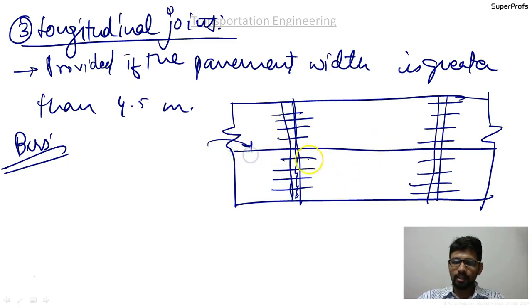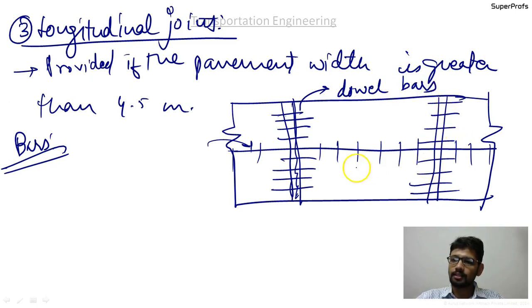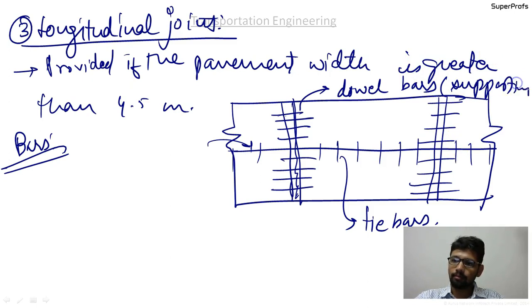This line is the longitudinal joint, and there will be tie bars over here, okay? That will be tying two pyramids, tie bars. So please write down here, these are the dowel bars we will discuss, as well as these are the tie bars. Dowel bars are the supporting bars, okay? So dowel bars are of this kind.